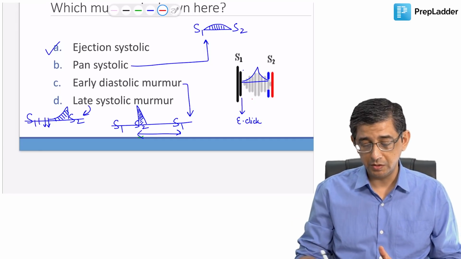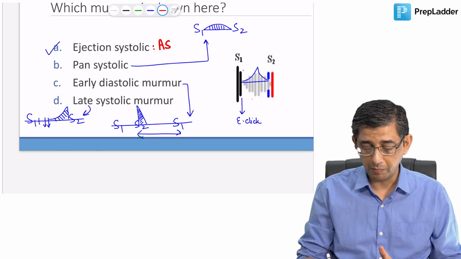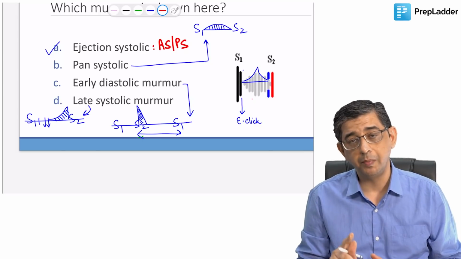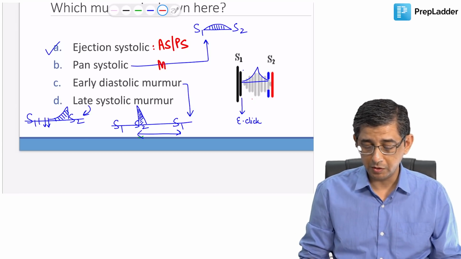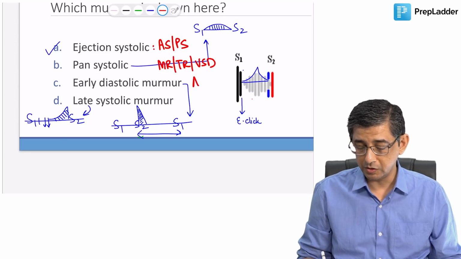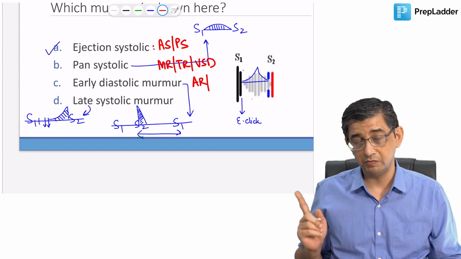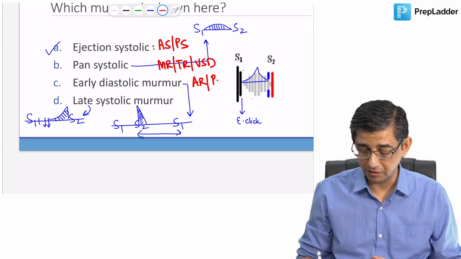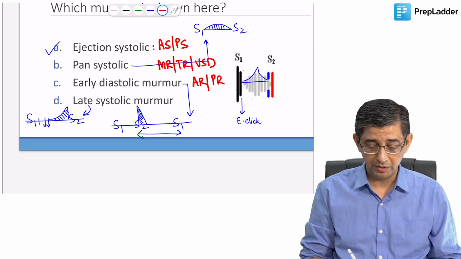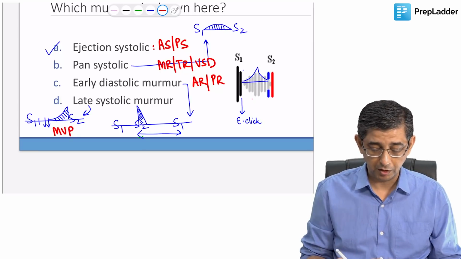Let's just work out the lesions here. Ejection systolic murmur can be remembered by the mnemonic PAS: pulmonic and aortic stenosis result in an ejection systolic murmur. Pansystolic murmur is what you read with MR, TR, and a ventricular septal defect. Early diastolic murmur is aortic regurgitation. There was one more question on an aortic lesion per se that I'll discuss in the subsequent part of the discussion. And when it comes to late systolic murmur, you read about that with mitral valve prolapse.